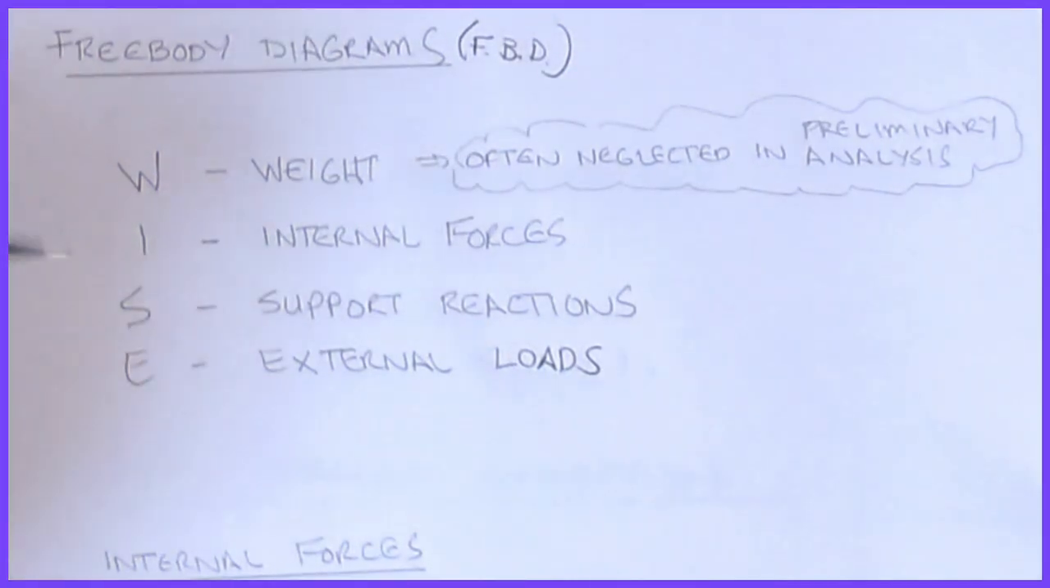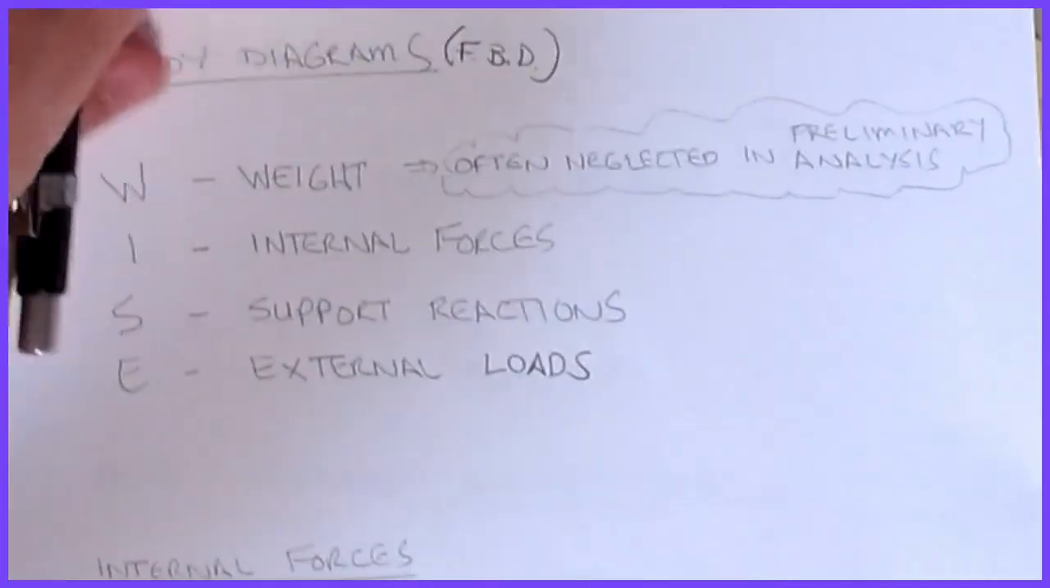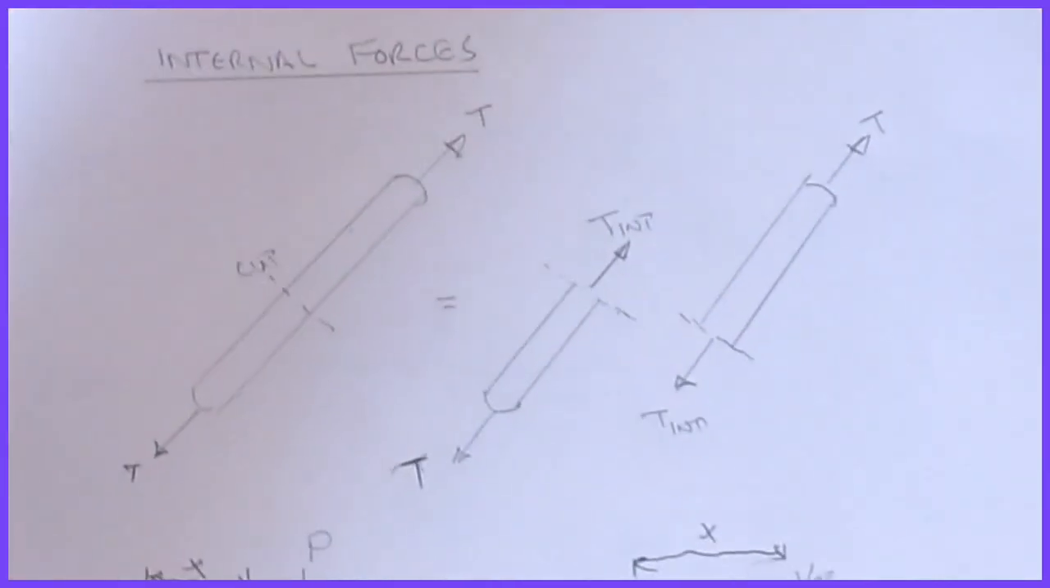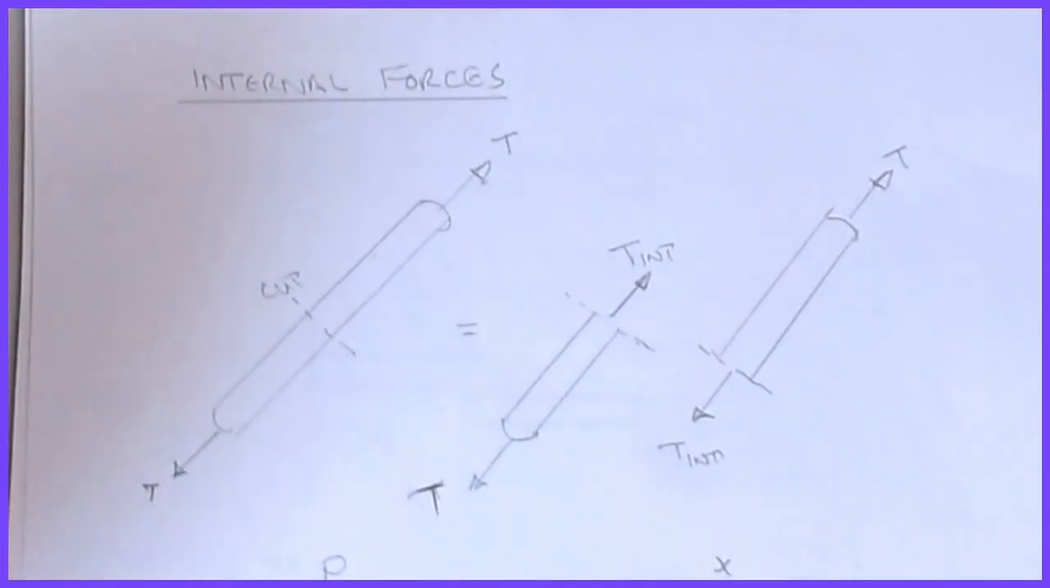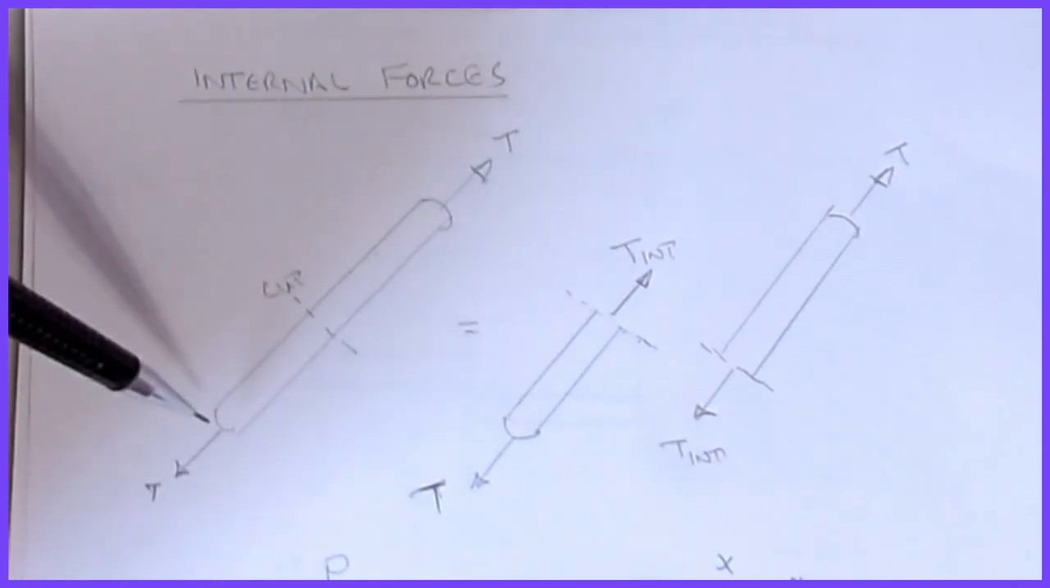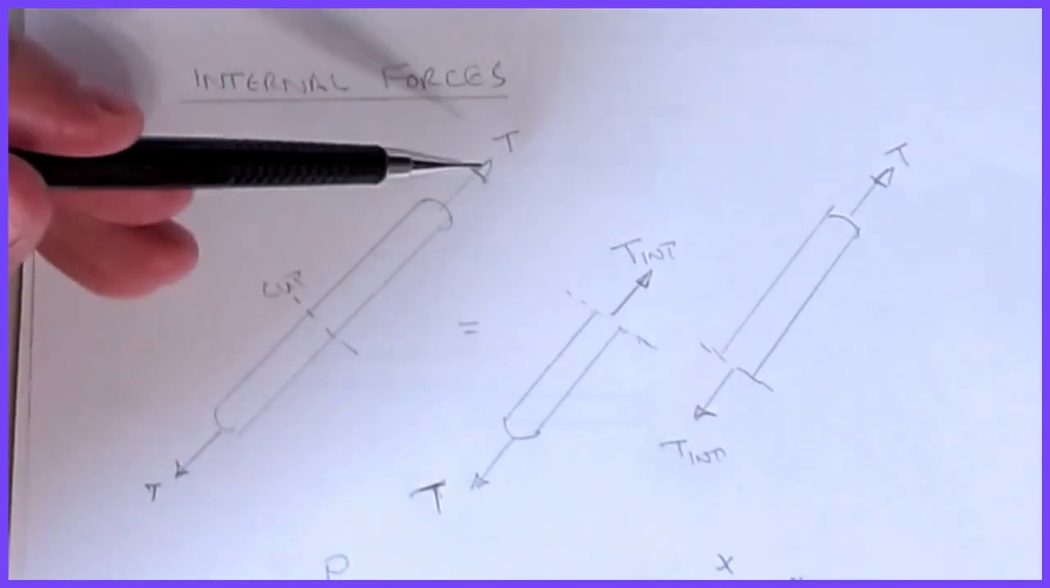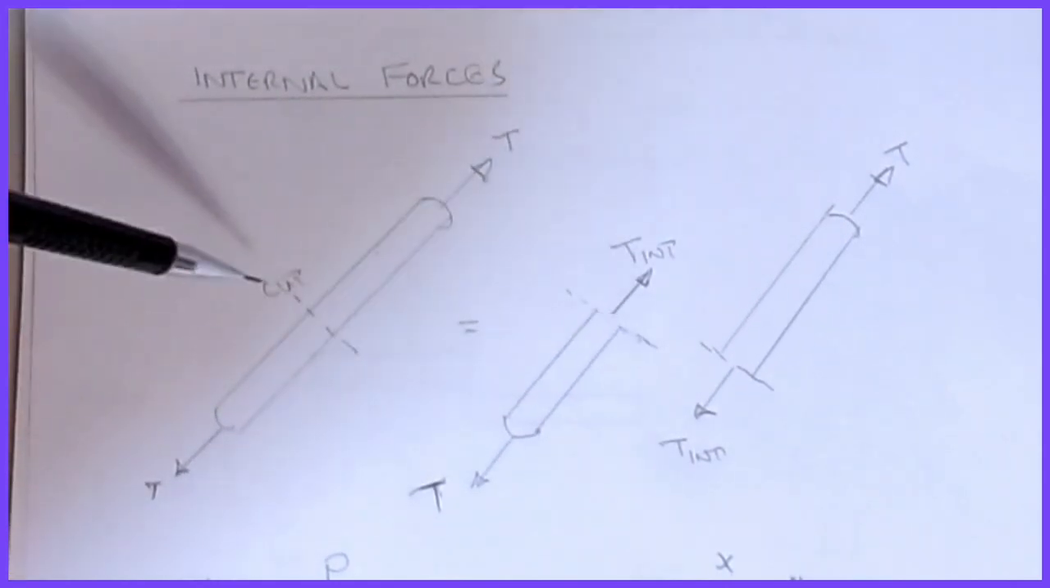All right. The second one, I, is for internal forces. And so I've got a couple of diagrams for this. These are forces that develop as a result of equilibrium. Okay. So imagine I have a tension member in which I'm pulling on the end of it with a force T on both ends, and I decide to cut in the middle.